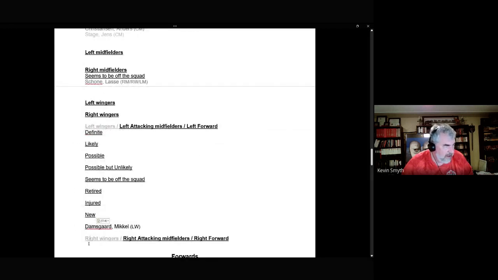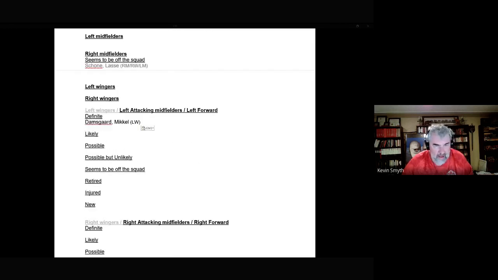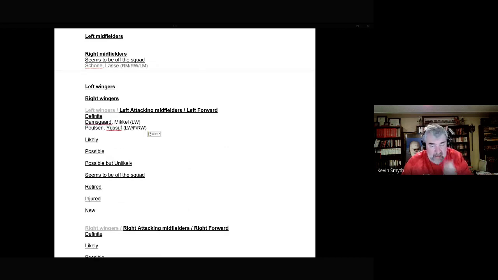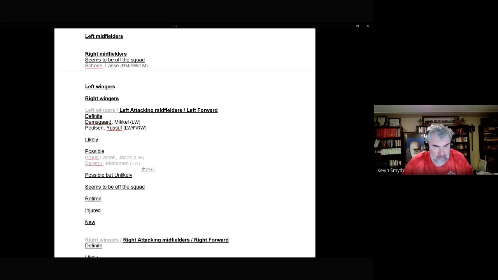Mikael Damsgaard is a definite candidate, and Yusuf Poulsen is also a definite candidate, although he is an injury risk, which we'll talk about later. We also have designated as a left winger, but actually playing when he does in a left attacking midfield role, Jacob Brun Larsen. We have him as a possible candidate, as well as Mohamed Daramy. Again, think of this as a kind of left attacking midfielder role.